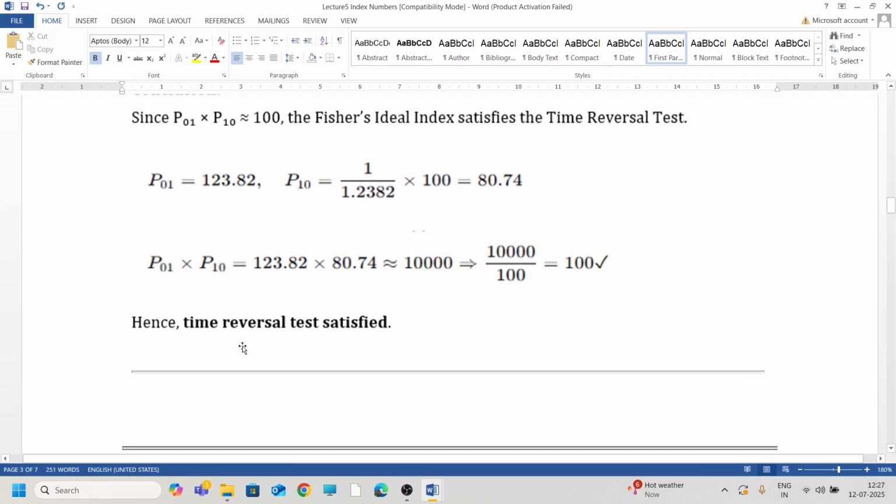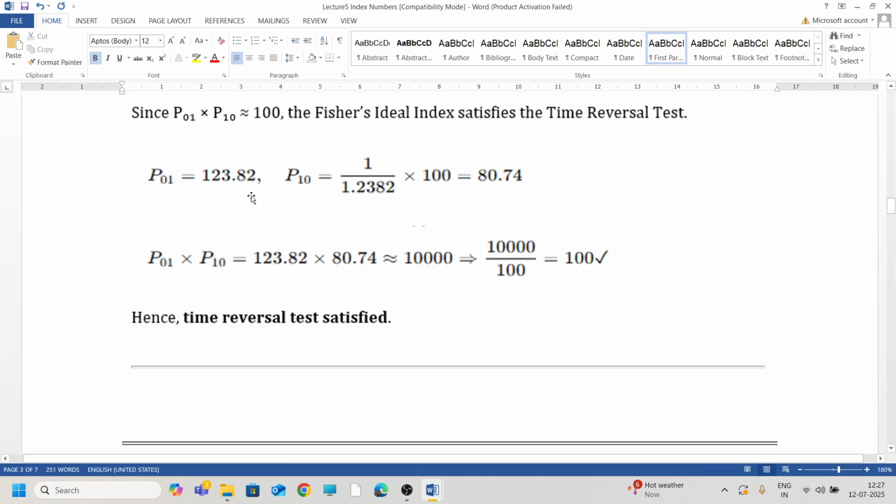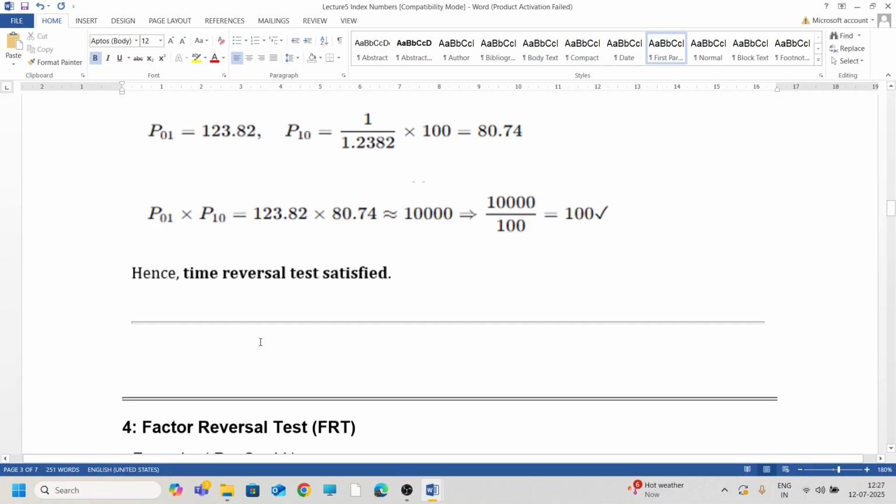So the procedure of the steps: P01 is given in the problem itself. P10 we find using this formula, 1 by 1.2382 into 100. So that gives you 80.74. Now we can verify whether P01 into P10 is 100 or not. It gives approximately 100. Hence the time reversal test is satisfied.